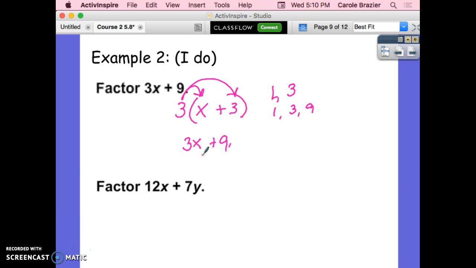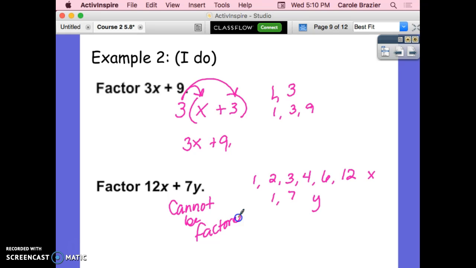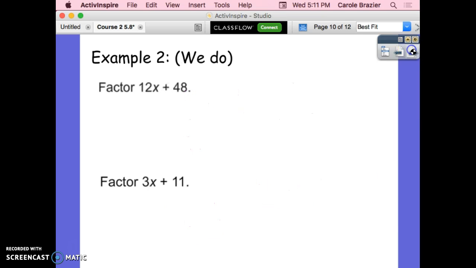Okay? Then we're going to do the same thing for 12. So I'm going to have 1, 2, 3, 4, 6, and 12. And for 7, I'm going to have 1 and 7. For letters, I'm going to have an X and I'm going to have a Y. So looking at this, nothing can be factored. So I'm going to write cannot be factored because it's just not possible. So anytime I can't factor anything, then it's just a cannot be factored.